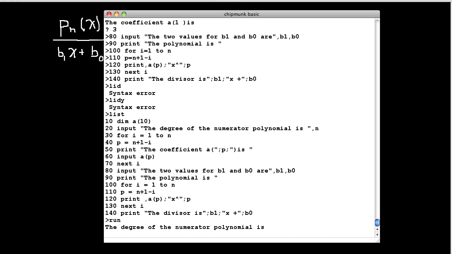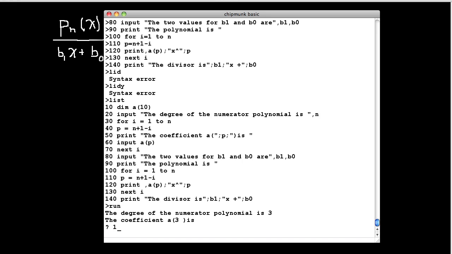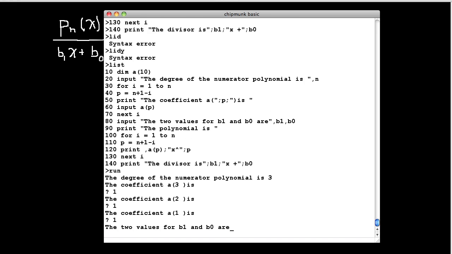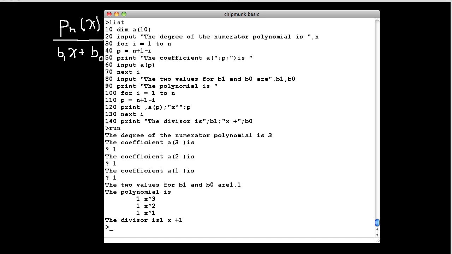Degree of polynomial is 3, 1, 1, 1. I'll put 1 comma 1. So I think it's got it right here. I have the polynomial is x cubed plus x squared plus x.